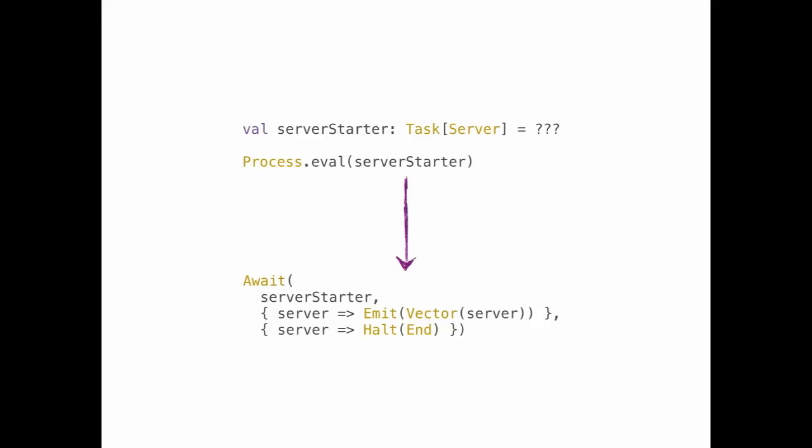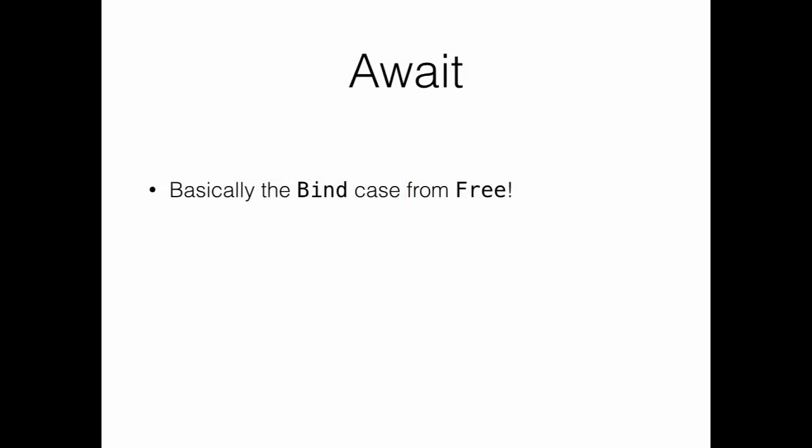So this is the await node. Now I said the await node is basically an encoding of the free monad. It's in fact an encoding of the bind case of the free monad. And that gives us a lot of power. It gives us a tremendous amount of power.